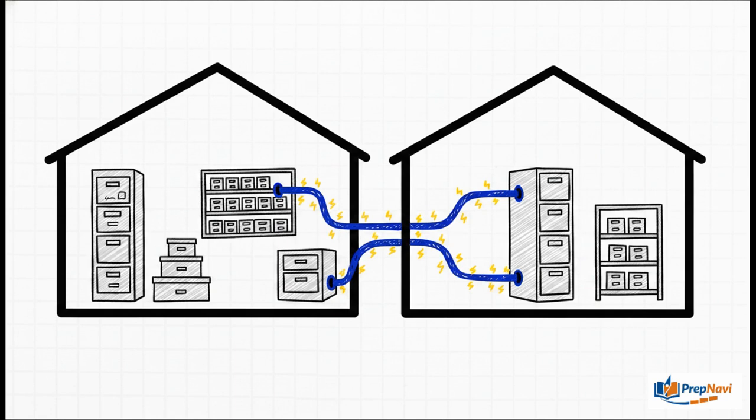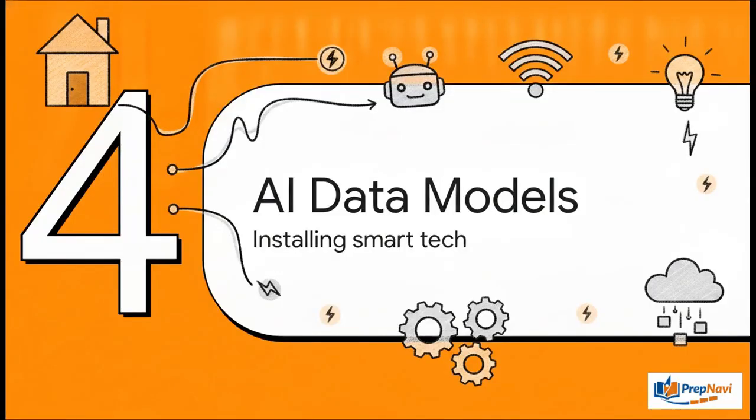Mastering column modification and configuring robust table relationships ensures that data flows properly and efficiently from one room to the next, completely avoiding any short circuits in your application. Section 4, AI-powered data models, installing the smart tech.